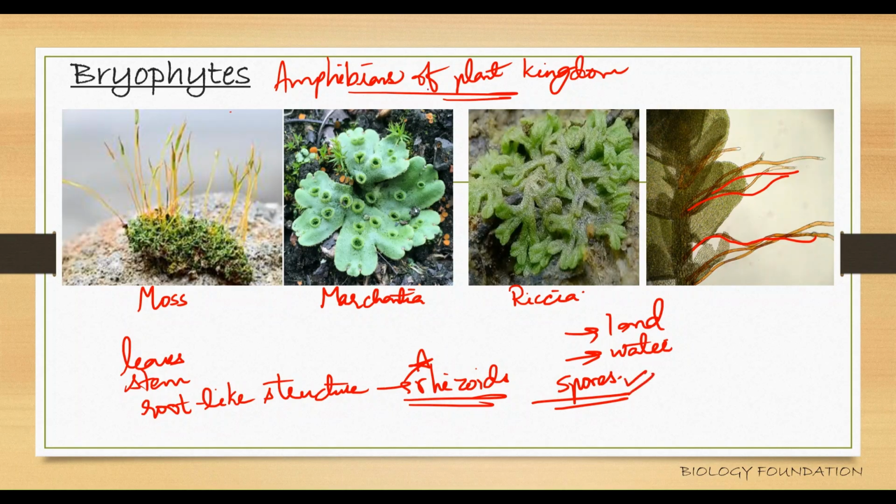Now, why are bryophytes called amphibians of plant kingdom? That's because bryophytes grow on land, but for reproduction to take place, they need water. So they grow both on the land as well as in water. Hence, they are said to be the amphibians of plant kingdom. Okay, so you can see here a moss plant where the leaves are present and you can see the stem. Roots are not actually present, but root-like structures, which are known as rhizoids, are seen in bryophytes. Okay.